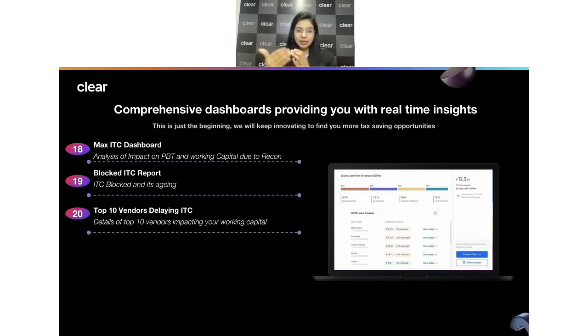At the same time, if something was missing in your 2B in the current month, but you have to claim it in a future month, we'll keep track of all such things. So you can always make use of that so that your entire process can be automated rather than you doing all of it manually. It can be automated and you don't have to worry about preparing and filing your GSTR 3B.